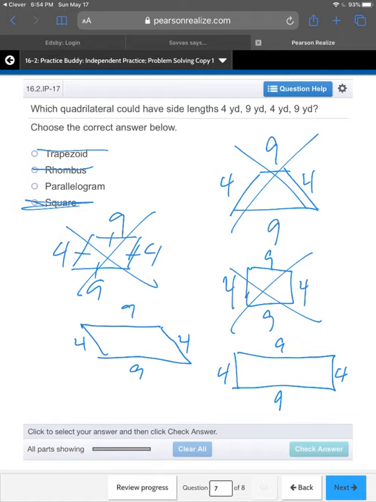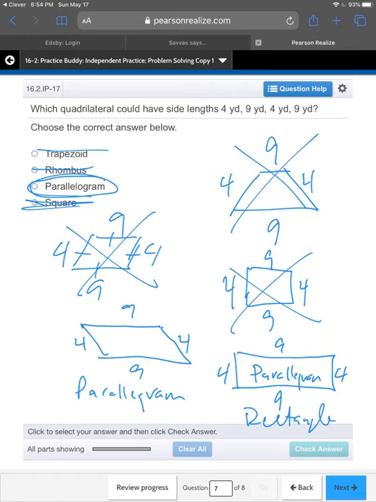Remember, this one is just a parallelogram. This one is a parallelogram, but it's also a rectangle. So either one of them works. We just have to know that a parallelogram is the right answer. Okay, so that is question number 7.